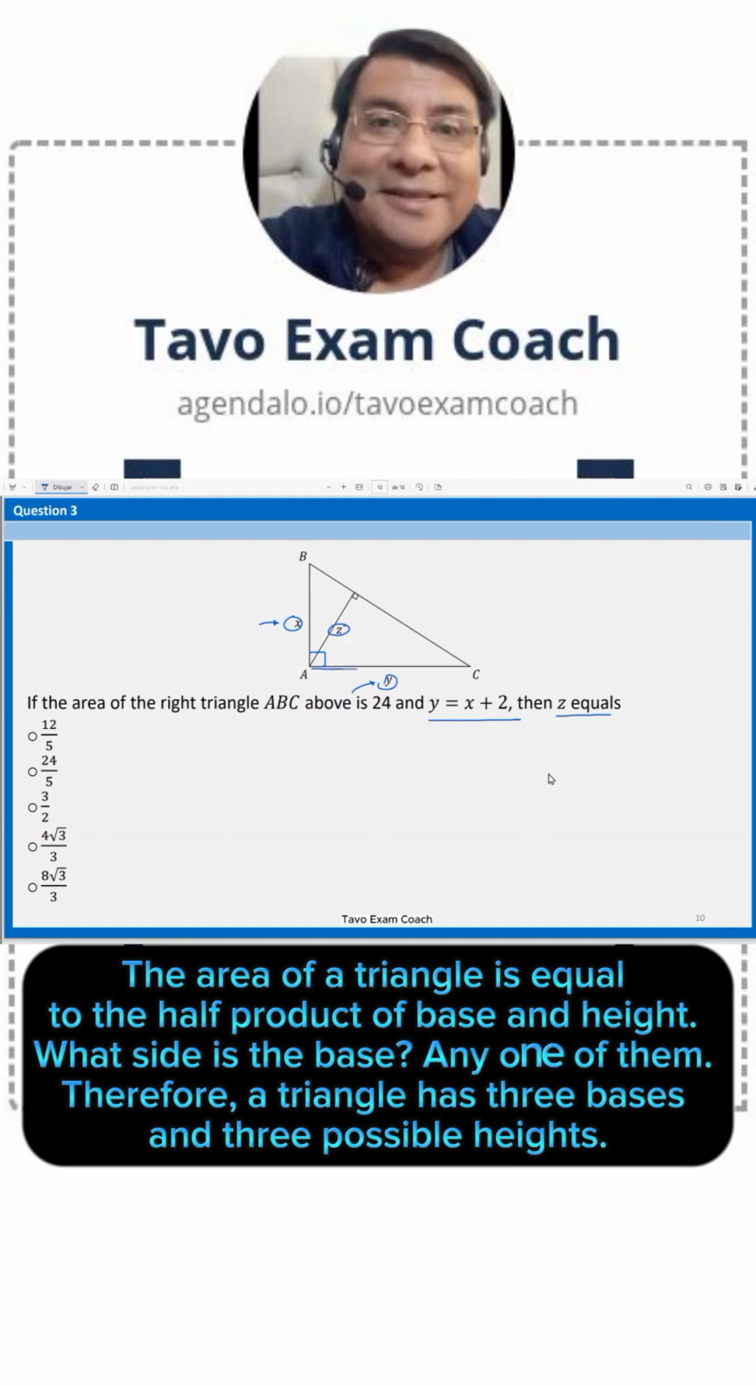If we consider that this is the base, then clearly this matches the requirement for a height, because it's a perpendicular segment drawn from the opposite vertex to the base. So the product of base times height over 2 is the area of 24 units. But if we substitute y in terms of x, we get x times (x plus 2) equals 48.